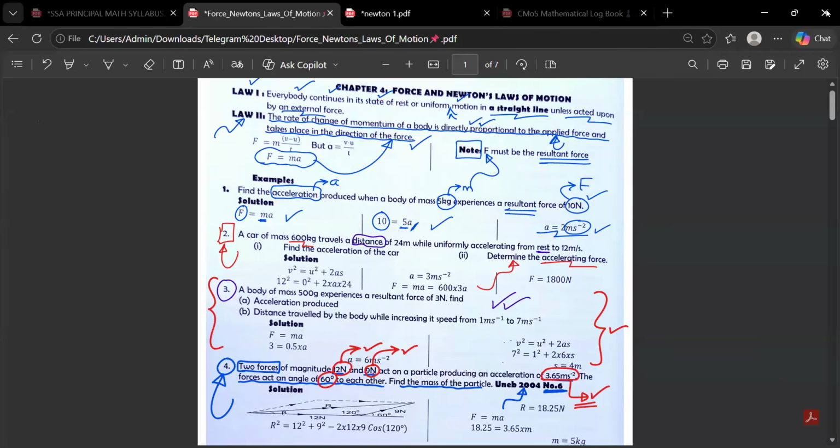So realize I've given you grams that are supposed to be converted to kilograms. I've given you minutes that are supposed to be converted to seconds. So that is the first question. So you're supposed to take it seriously. Okay. Then we go for another.